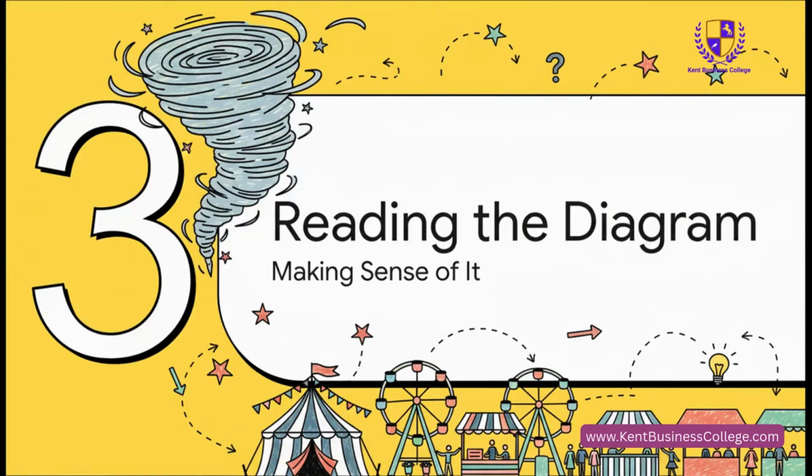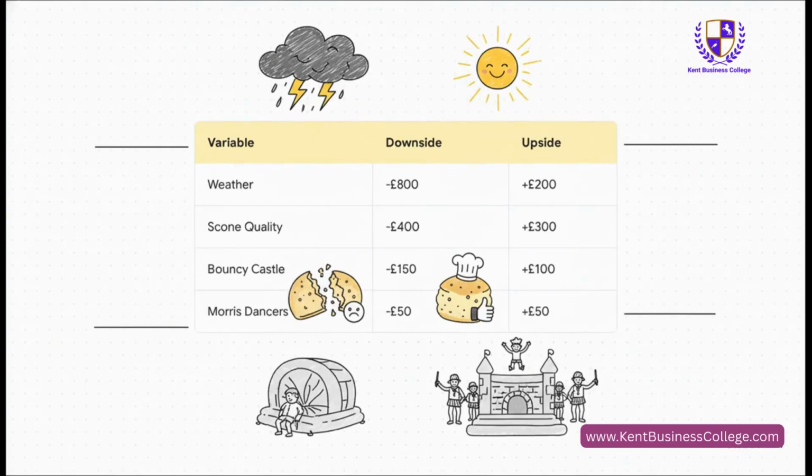Okay, so let's get into how you actually read one of these things using our beloved Village Fete. It's way simpler than it looks, I promise. First things first, you gotta put some numbers on these worries. You have to figure out the best and worst case scenarios for each one. So for the weather, you might figure, okay, worst case, torrential rain costs us £800 in ticket sales, but best case, glorious sunshine might boost profits by £200. You just go down your list and do that for every single variable.